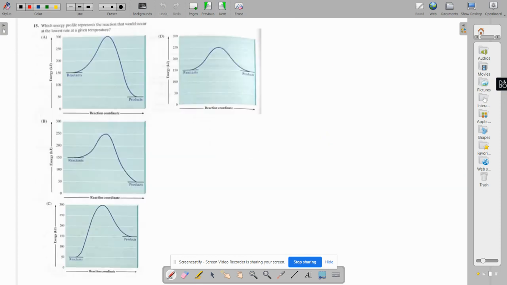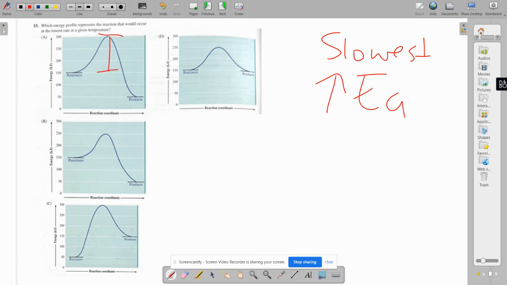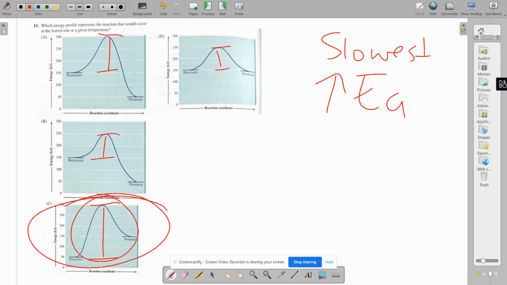Number 14. Let's see. Number 15 says, which energy profile represents the reaction that would occur at the lowest rate? So that means the slowest. What we're looking for is the greatest activation energy. So without a shadow of a doubt, we can plot that for each one of these: the height of the reactant level to the height of the hill. Okay, it looks like this guy's our clear winner just because this is the greatest activation energy, so it's going to be the slowest reaction.